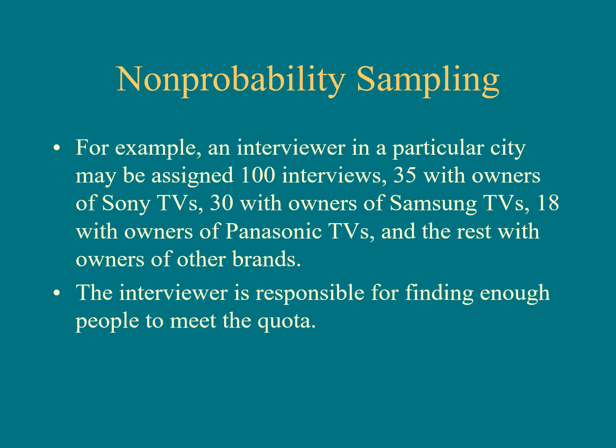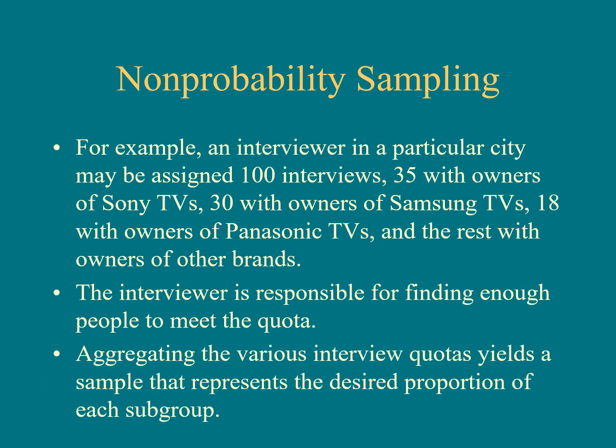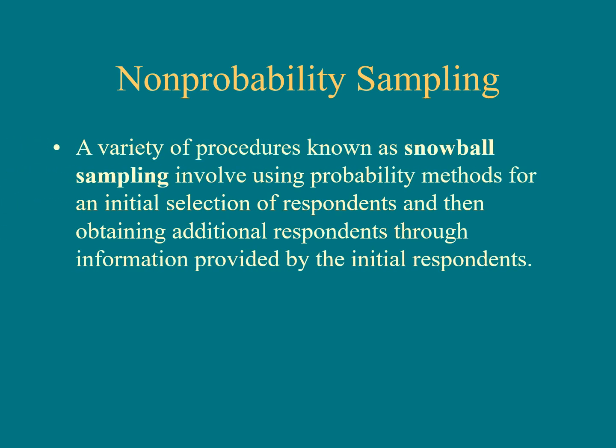Non-probability sampling. For example, an interviewer in a particular city may be assigned 100 interviews: 35 with owners of Sony TVs, 30 with owners of Samsung TVs, 18 with owners of Panasonic TVs, and the rest with owners of other brands. The interviewer is responsible for finding enough people to meet the quota. Aggregating the various interview quotas yields a sample that represents the desired proportion of each subgroup.